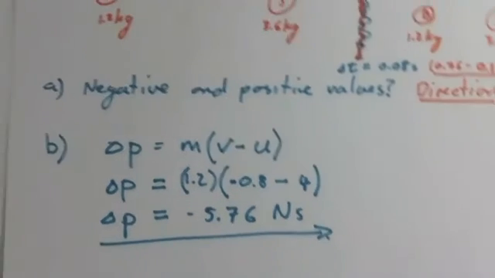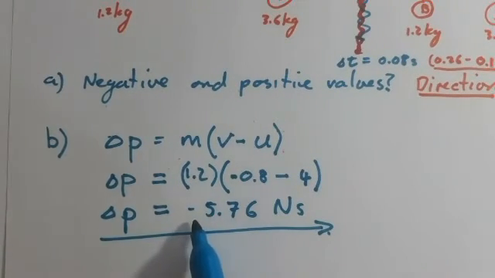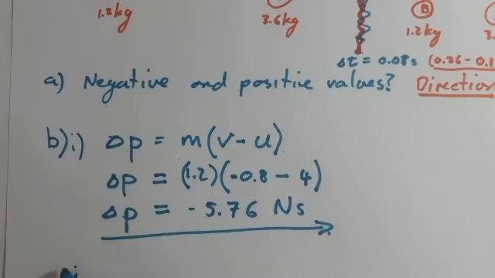Depending on your question, you will need to interpret that negative as a direction. So negative means in the opposite direction to motion. That is my direction that you need to add. So this was B(i). Let's look at B(ii).